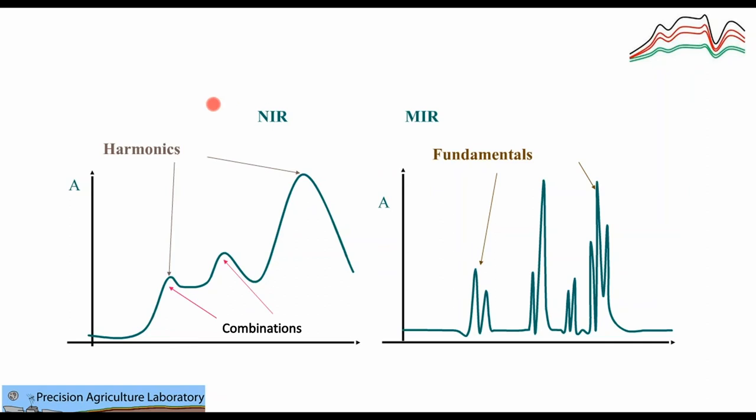And in the near infrared part of the spectra, this is a little bit blurry. So we have the fundamental peaks, but also we have different combinations or harmonics. So each of these peaks is a contribution of many factors. So we will see that near infrared spectroscopy started later than the studies in middle infrared spectroscopy.